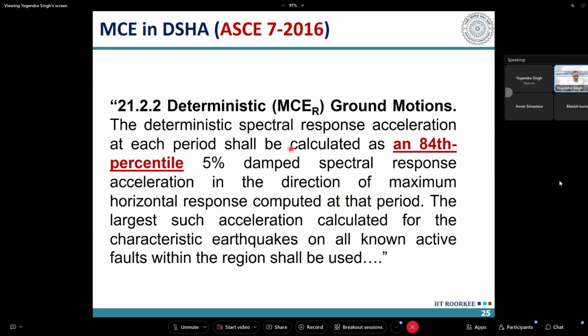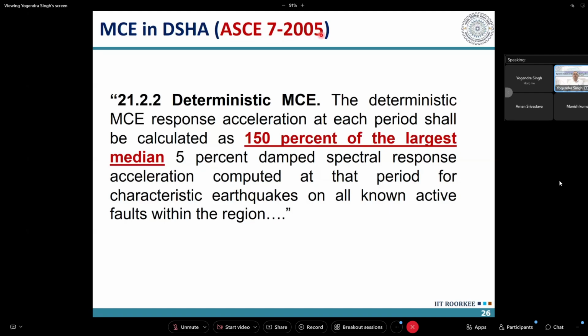And if we look at the older versions of ASCE 7, 2005 and older, after 2005 they changed the definition to 84 percentile. Before that they were using a definition of 150% of the largest median 5% damped response spectrum.